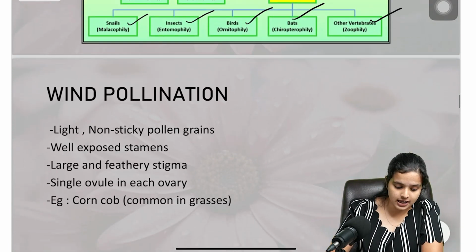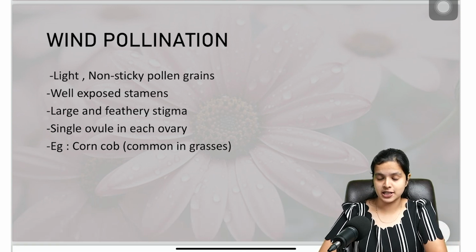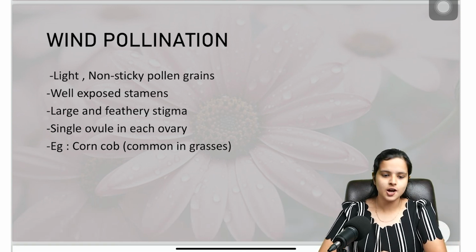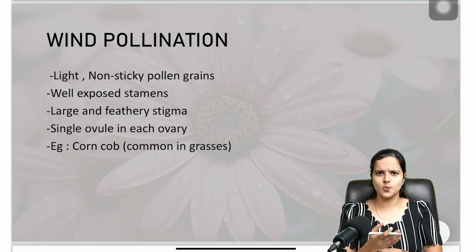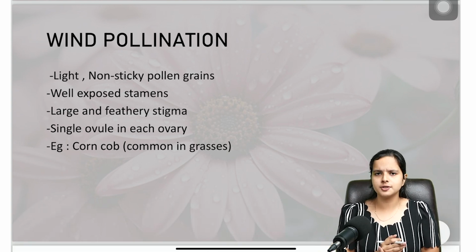The first abiotic agent would be wind. So the first type of pollination that we're going to discuss in the abiotic section would be wind pollination. Of course, wind is an abiotic factor, right? Wind does not have life. So wind is an abiotic factor.